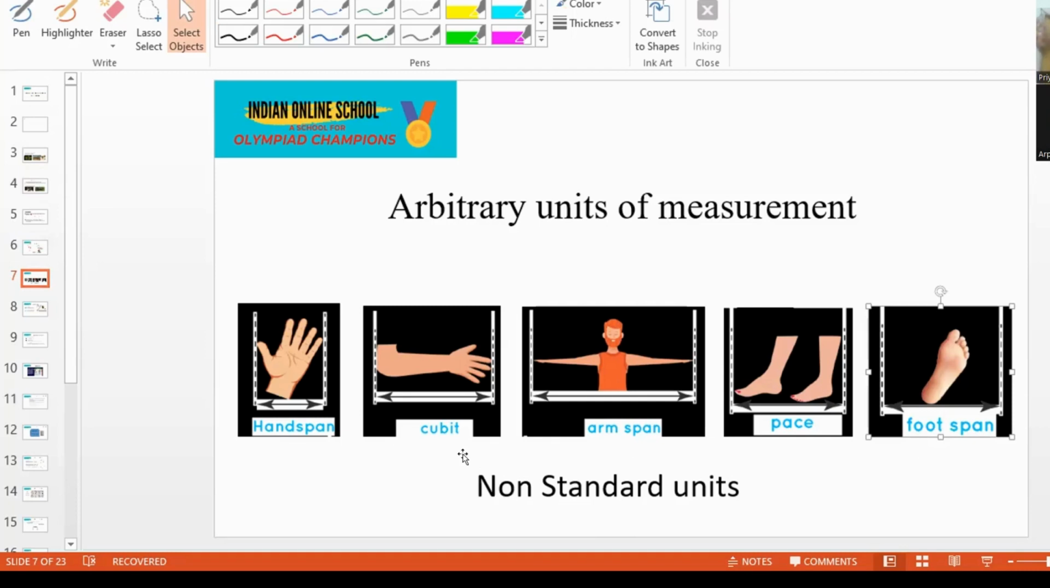Handspan is the length from the tip of your thumb to the tip of your little finger. Okay, this is handspan. Cubit is from your elbow to the tip of your middle finger. So why are these units known as arbitrary units? Because these units are non-standard or arbitrary as they differ from person to person, right? My handspan will be different from yours, isn't it?